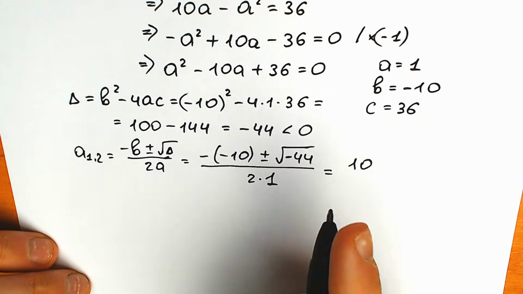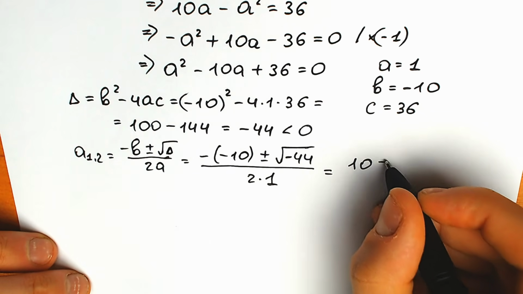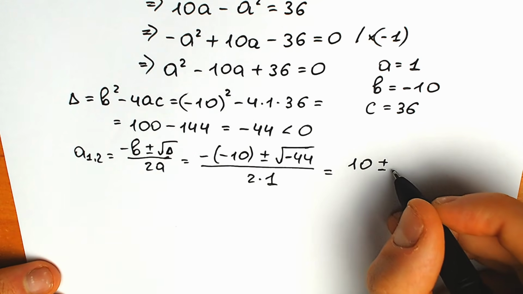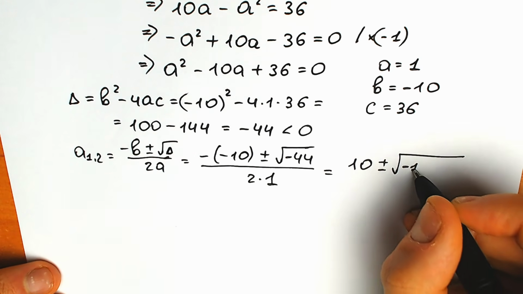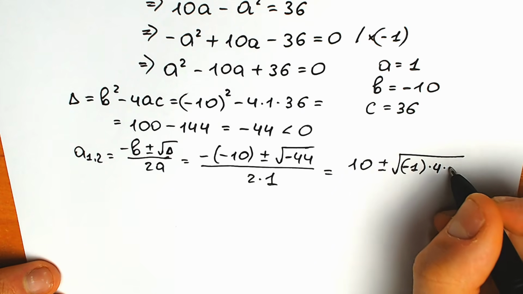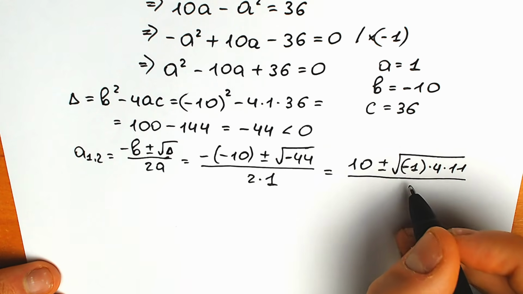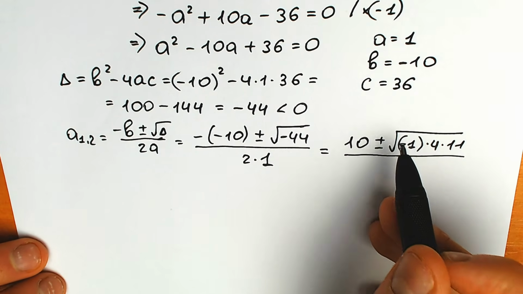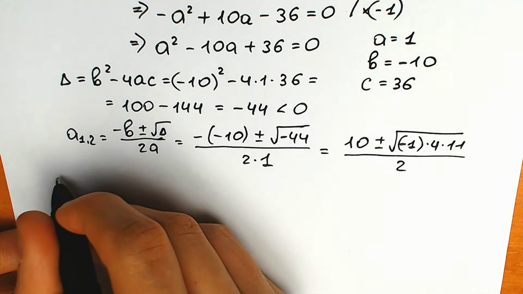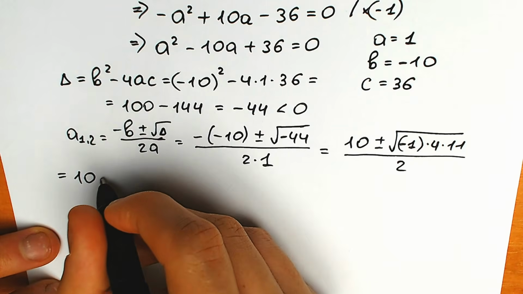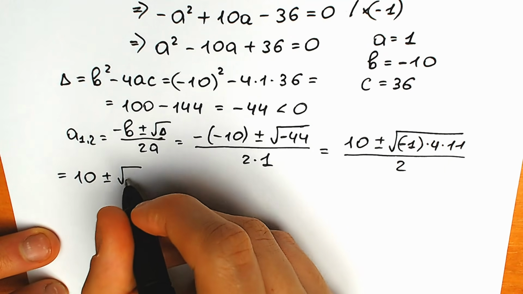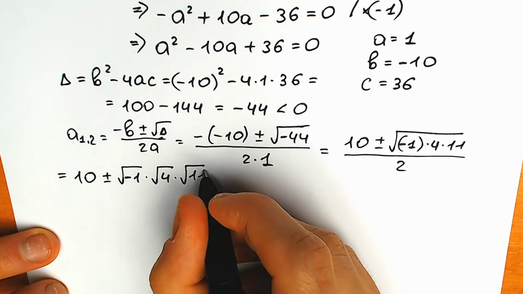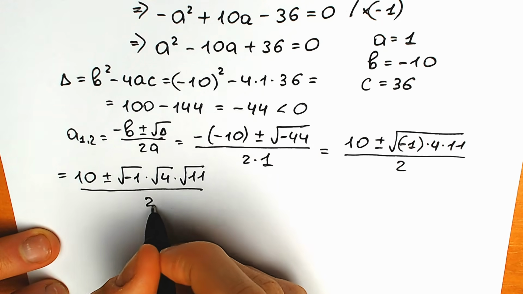In simpler words, we have 10 plus minus the square root of minus 44. We can express this minus 44 as a product of minus 1 times 4 and times 11, all over 2. And right now, square root of a product equal to product of square roots, so we can split it. We can write it as 10 plus minus square root of minus 1 times square root of 4 and times square root of 11, and all over 2.